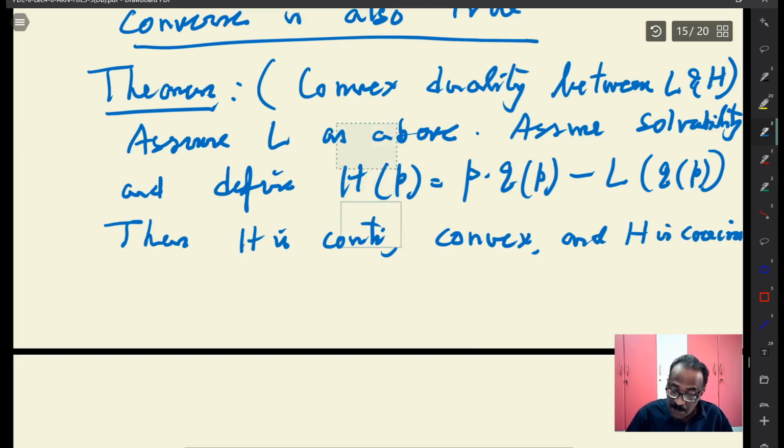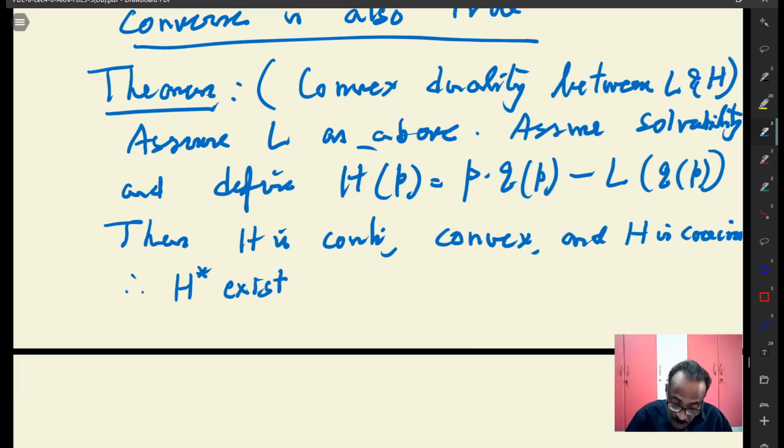So that means that H satisfies the continuity, convexity, and cohesivity. You can also define H star now. Therefore H star exists, right? Because it satisfies the similar property. You take the supremum, so H star exists.